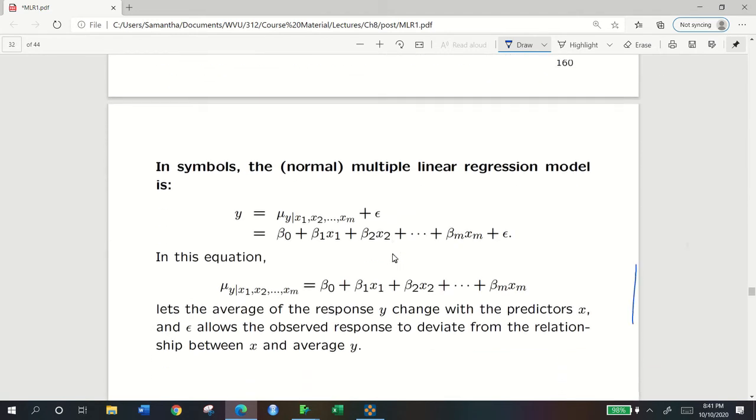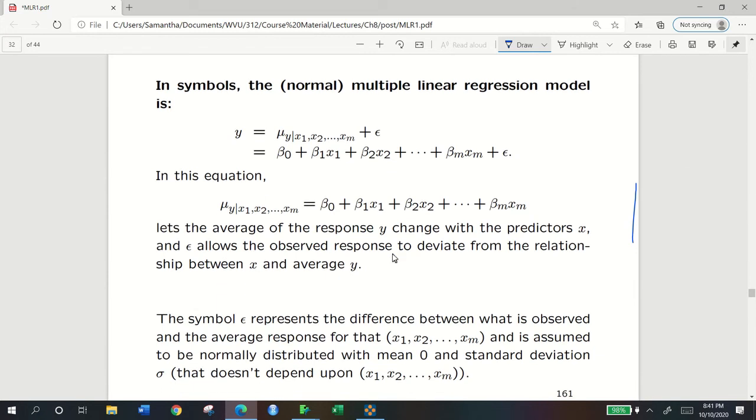So in symbols, as we are aware, our multilinear regression model is really going to be y equals mu of y given x1, x2, all the way to xm, plus epsilon. Now, by now you've heard me repeat what mu of y given x1, x2, all the way to xm is, so I will try to repeat that as little as often. But what is going to be of interest to you is what is this epsilon?